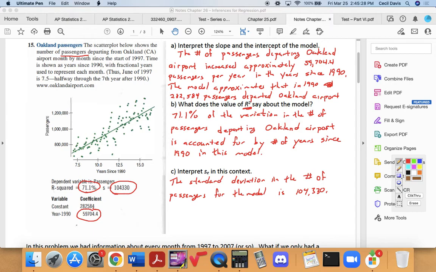What is S? It's the standard error. It's not quite the standard error, but it's the standard deviation of the residuals. So it's not different from S? It's the same thing. Yeah, the printout usually says S, and sometimes the question says S sub E. It's the same thing.